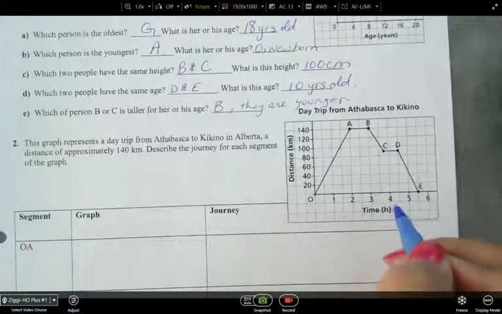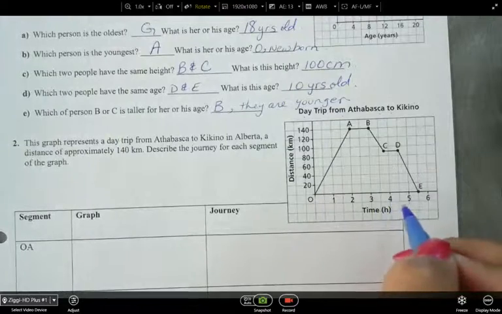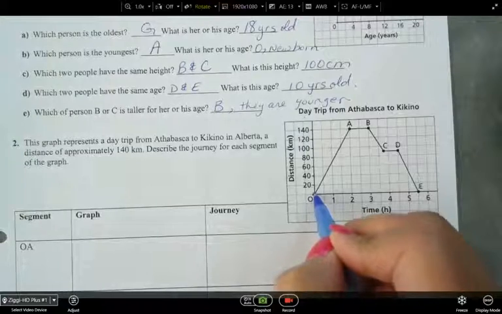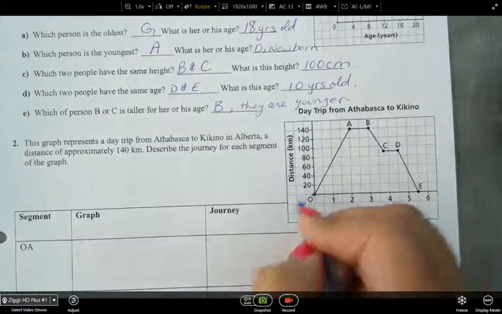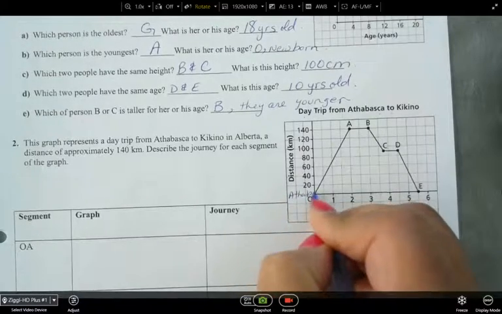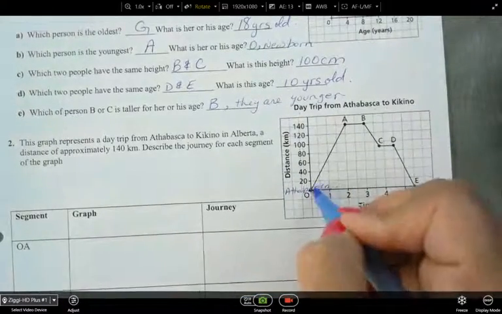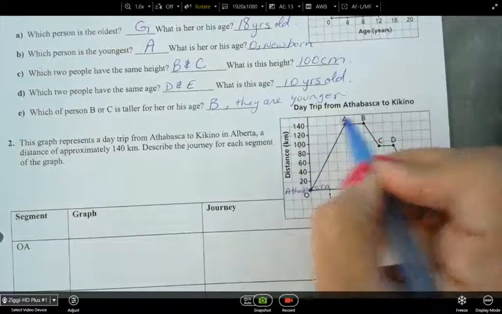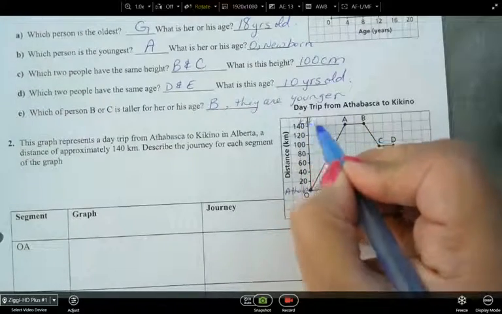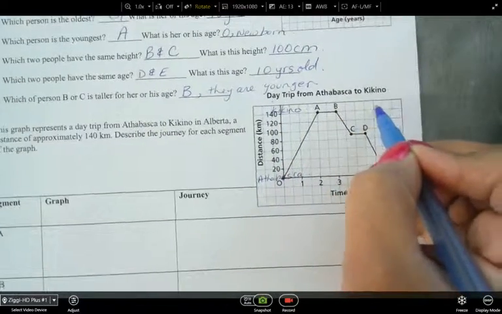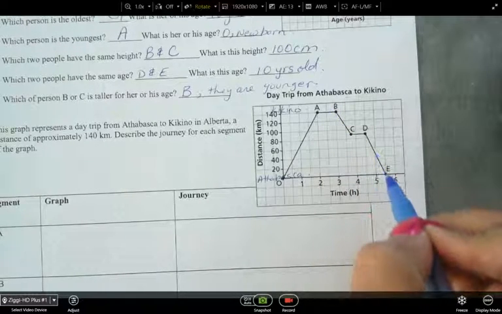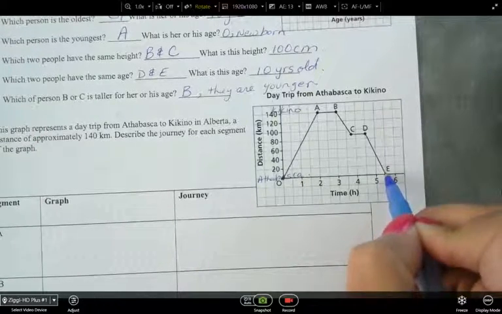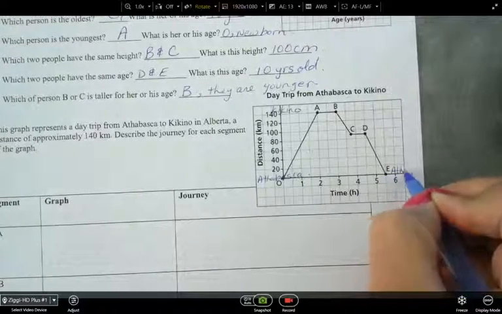So where would I look at this graph and think, okay, they are in Athabasca right now? Where do we start our trip? We start our trip at Athabasca. And then where do we go? This line, they're going somewhere that's 140 kilometers away. So they're ending up in Kikino over here. And then when we come back, see, they're coming back, right? And now our distance from Athabasca is 0 again. What does that mean? That they are back in Athabasca.